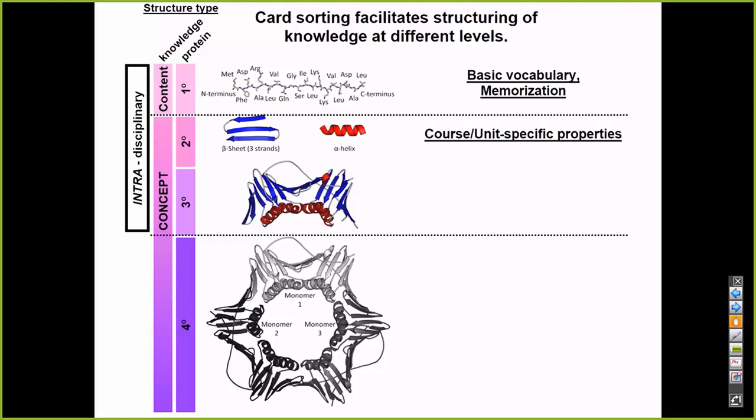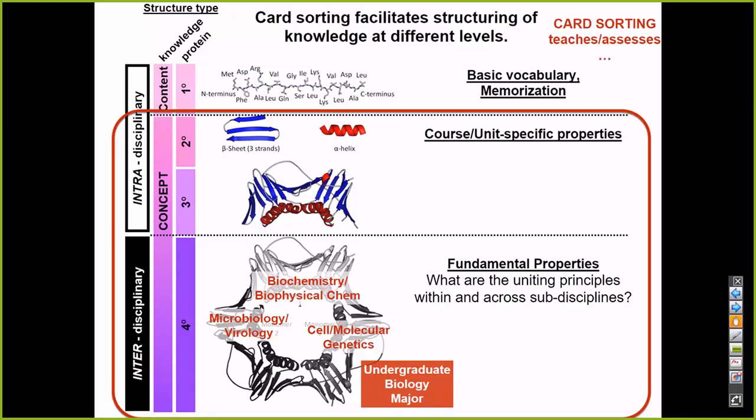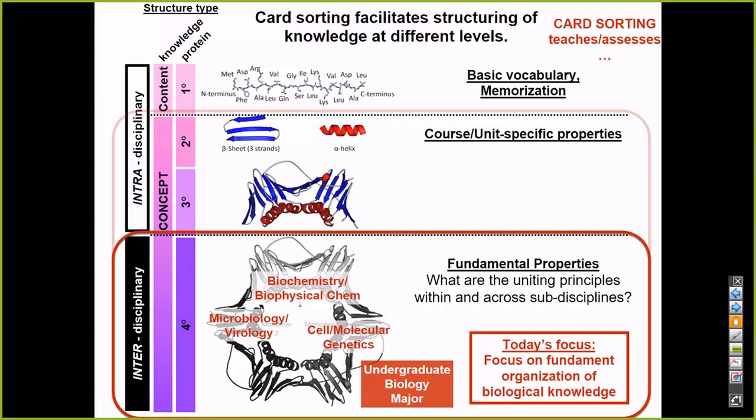And then you can have interdisciplinary, where distinct units interact with one another. You can think of this like seeing the connections, for example, in an undergraduate biology major between these sub-disciplines within biology. So card sorting can do all of these things in terms of the folding of the knowledge.